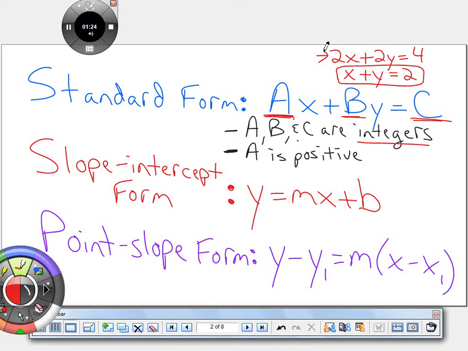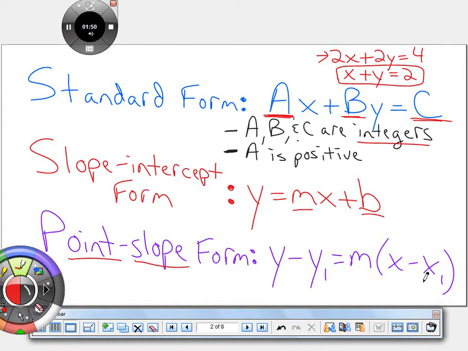Slope-intercept form is what we've been working with the last few days. That's y equals mx plus b, and the m is always the slope, and the b is the y-intercept. The new one for the day is point-slope form. And this is a really great form of an equation, especially if you just want to write an equation of a line and someone gives you the point and they give you the slope. So that's why they call it point-slope form.